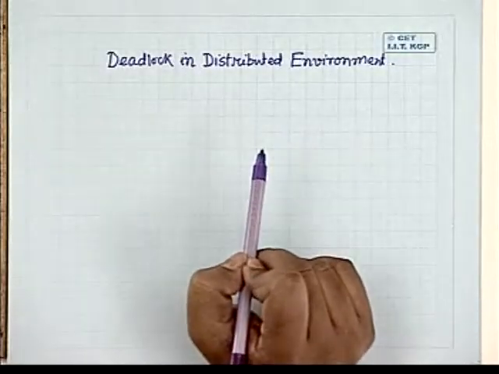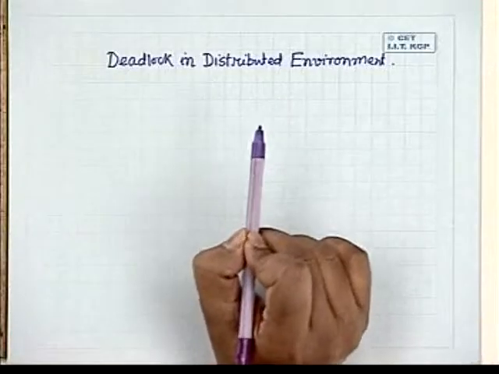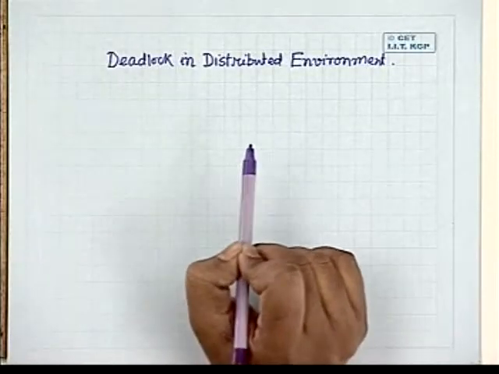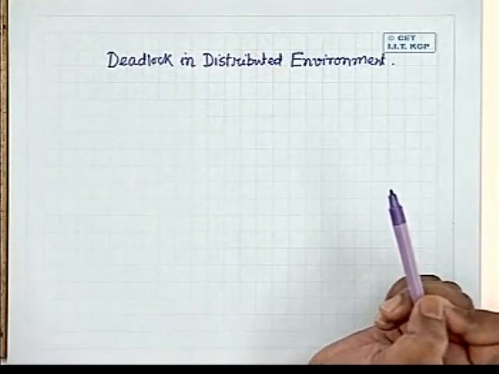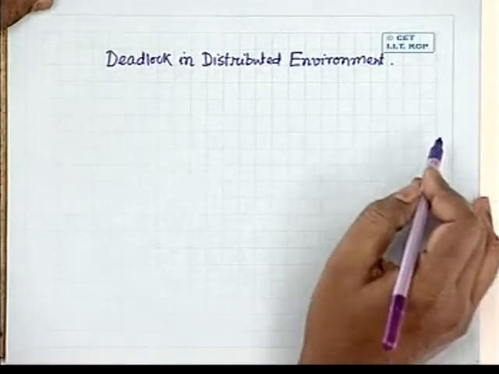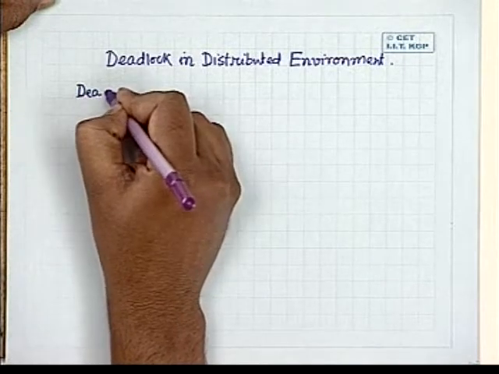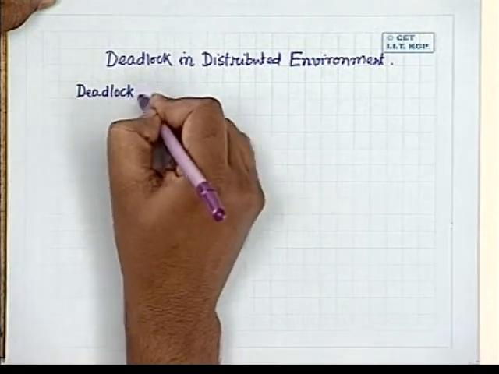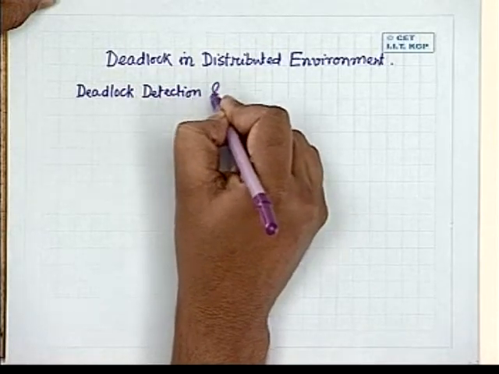And the problem is much more complicated in case of a distributed environment, because on different machines I have different processes which are of varied nature. Okay, so in case of distributed environment, people don't try to implement a deadlock avoidance algorithm. Rather, what is tried is either deadlock prevention or deadlock detection and recovery. Okay, so let us now discuss deadlock detection and recovery in case of distributed environment.